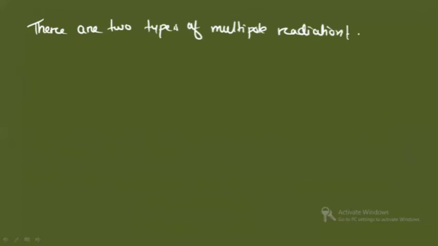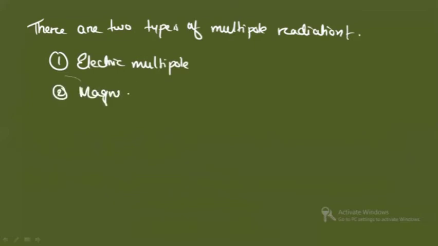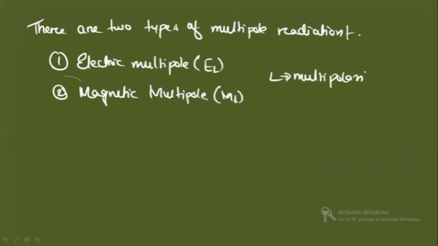All right, so here we will write, there are two types of multipole radiation. As I have already mentioned in the features also, the first one is electric multipole. All right, the second is magnetic multipole. Clear? So this is written as EL and this is written as ML. All right, and here this L is the multipolarity.